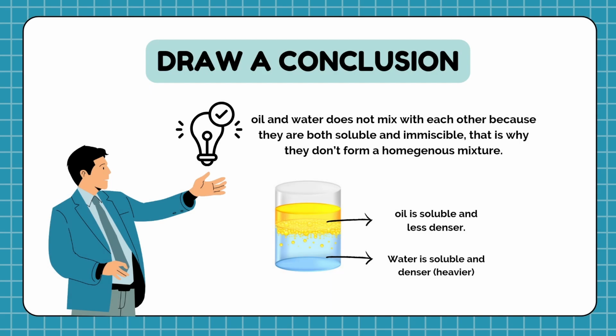Since we are done with the experiment of why oil and water do not mix, we are now going to draw the conclusion about it. The two substances do not mix with each other because they are immiscible, meaning to say, they do not form a homogeneous mixture when added together, because water and oil are not soluble.